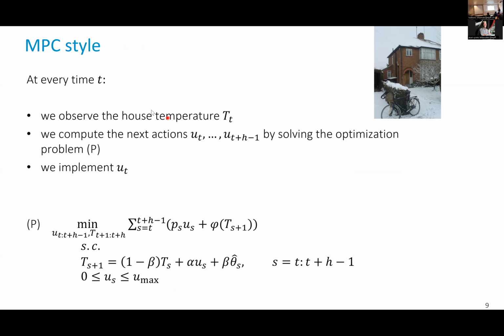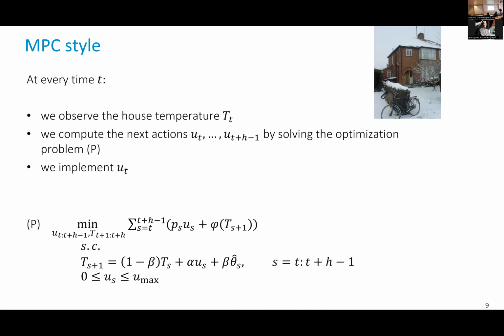So observe that at every time t, we need to observe the house temperature. So we need a thermometer, at least in this system here. We need to compute the next actions by solving the optimization problem, but we implement only the first of the next actions here. Only ut is used. Ut plus 1, etc. are dropped. They are computed, but they are forgotten.